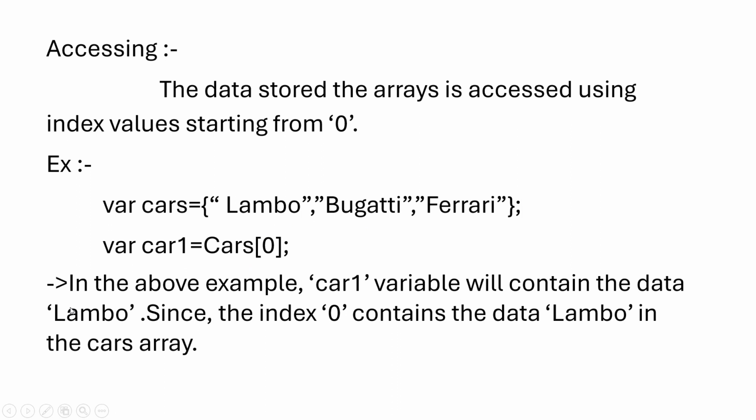In the above example, the car1 variable will contain the data Lambo, which means we are assigning cars[0] to car1, so the car1 variable will take the value which is present at the zeroth position in the cars array.